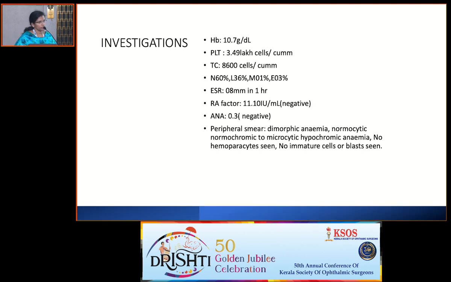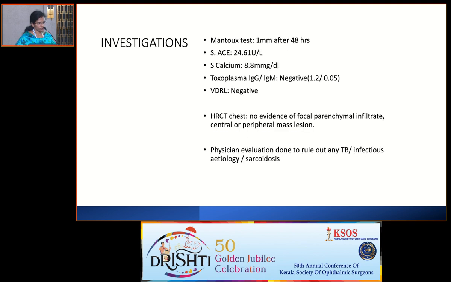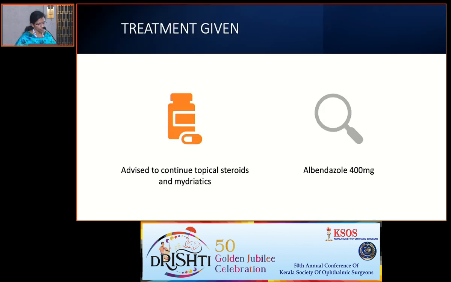So we sent all the basic uveitic workup investigations, and nothing was grossly positive in those tests. Even an HRCT was done and physician evaluation done to rule out any underlying TB, infectious etiology, and also sarcoidosis. So the treatment given was, we continued with the topical steroids and also mydriatics, and in view of the DUSN, we started her on albendazole, and 48 hours later, we hiked up the oral steroids.